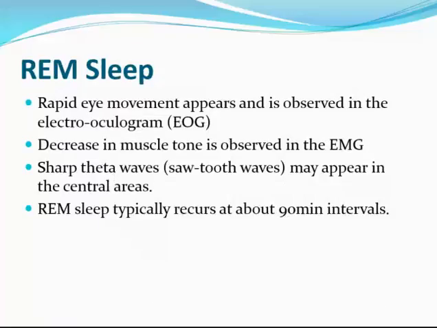Now, further than stage 4, you start going into rapid eye movement sleep, and it is observed in the electrooculogram, which means you have electrodes by the orbicularis oculi in addition to your EEG, and you put that in the same panel. You can see that decrease. You start to see decrease in muscle tone on the EMG, and the sharp theta waves, which are called sawtooth waves, may appear in the central areas. Rapid eye movement sleep typically recurs about every 90 minutes.